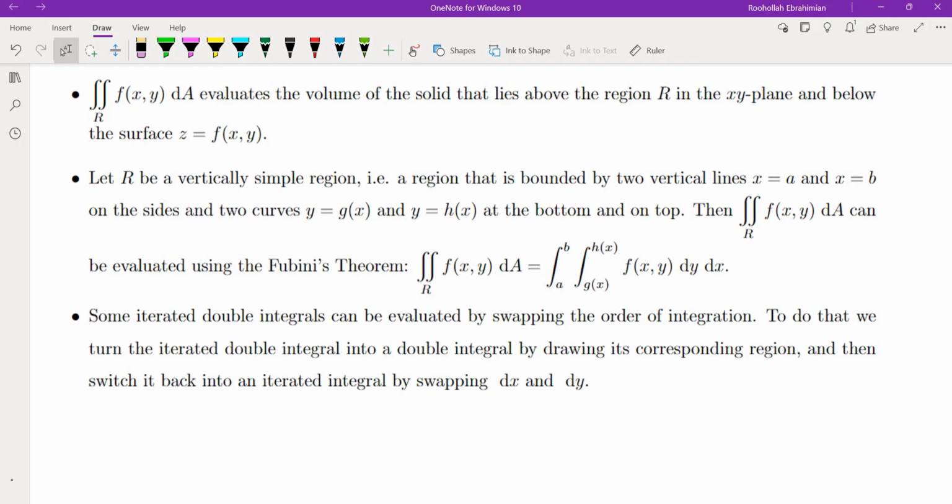If you have a region that is vertically simple, then you can use Fubini's theorem. So if it is bounded above by y equals h of x and below by y equals g of x, then we can turn the double integral into the integral from g of x to h of x of f of xy dy, and then from a to b for x. Some of the iterated integrals can also be evaluated by swapping the order of integration.